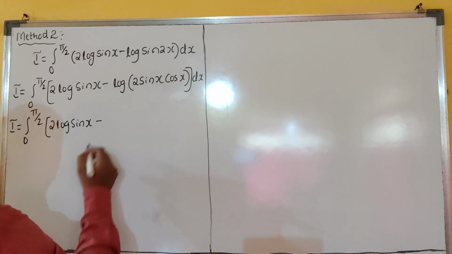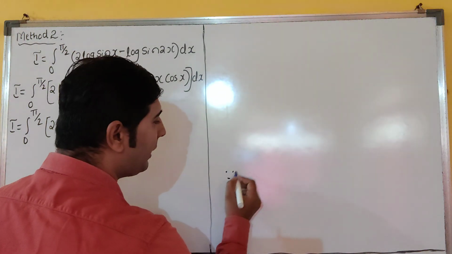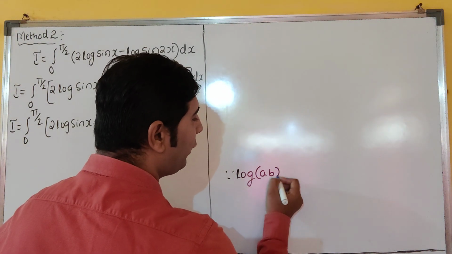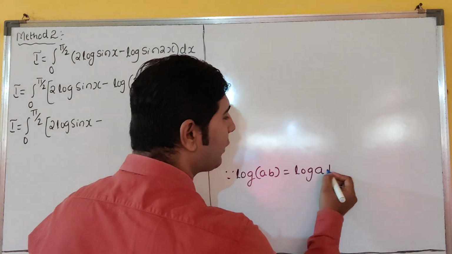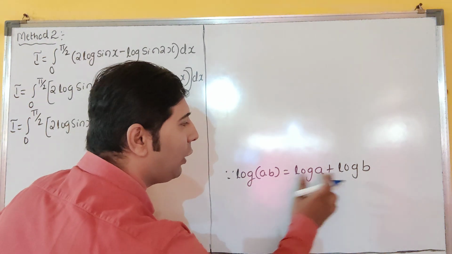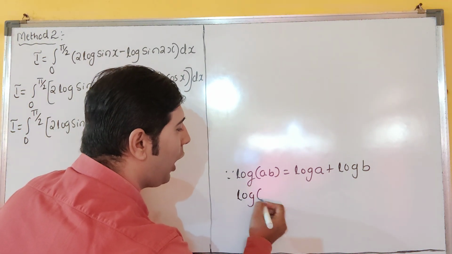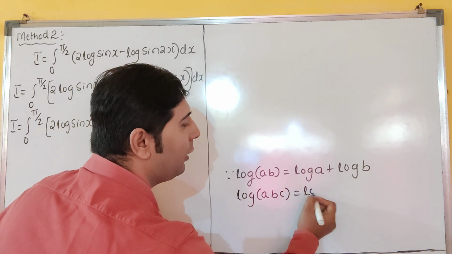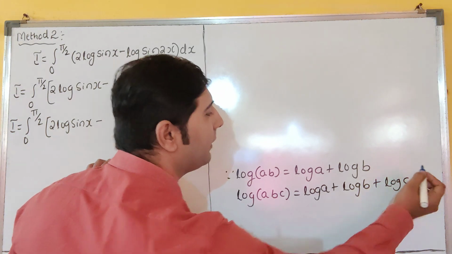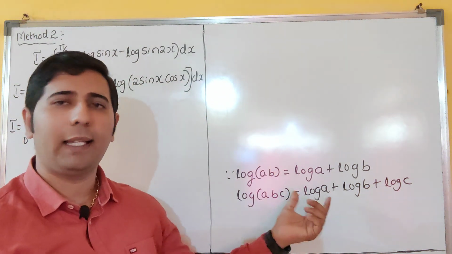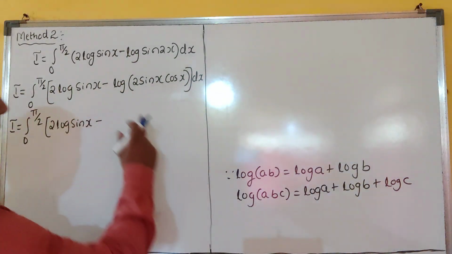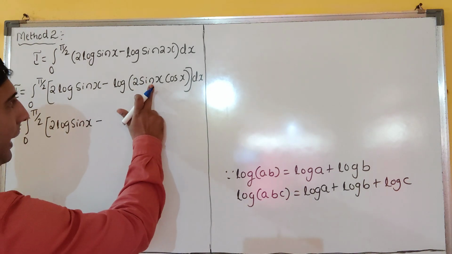Now maximum students will get confused here. Can you remember how you used to write log a into b? Log a into b you used to write as log a plus log b. In differentiation I had already told this. So if it is log a into b into c, we will write log a plus log b plus log c, dear students. One more exercise: if it is log abcd, then log a plus log b plus log c plus log d. Got it?